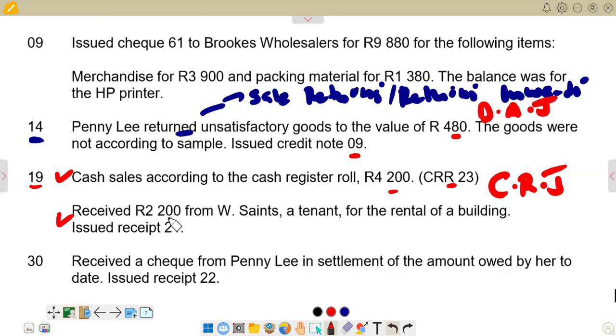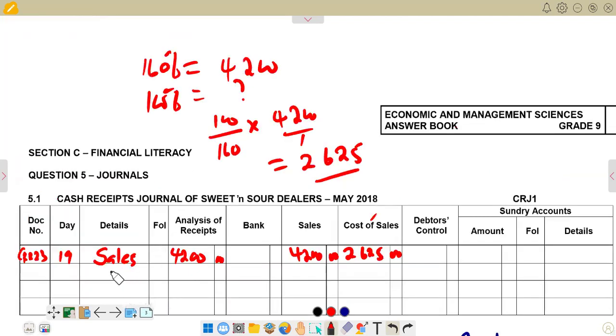Since we are receiving, the amount is 2,200, and we are receiving this money from W Saints, and it's for rent. Remember, it's for rental of a building. So this is rent received, and then the description of the document number is receipt number 21. So these are the details that we are just going to take note of when we are recording it in the cash receipts journal.